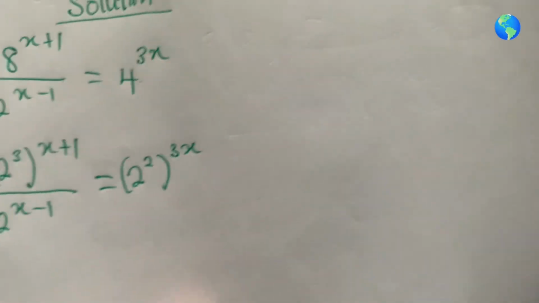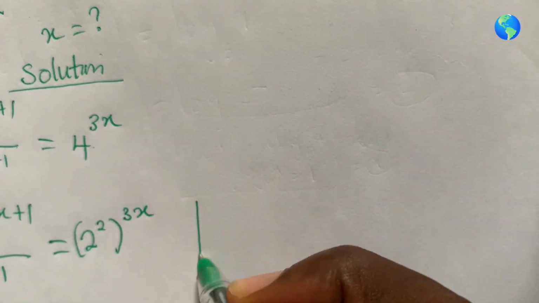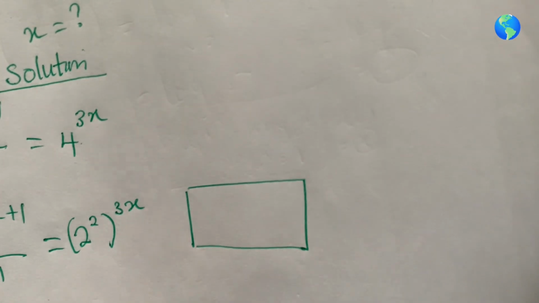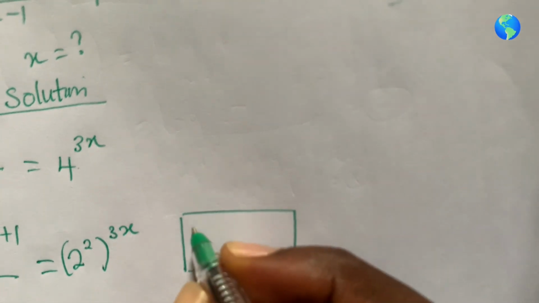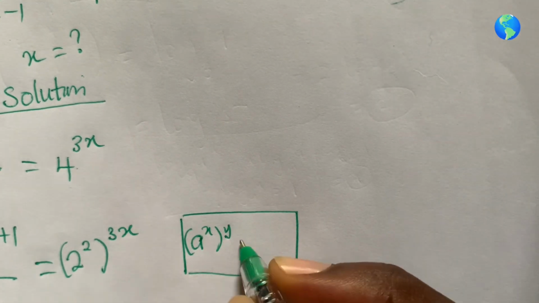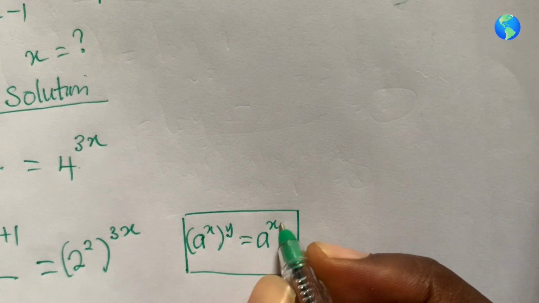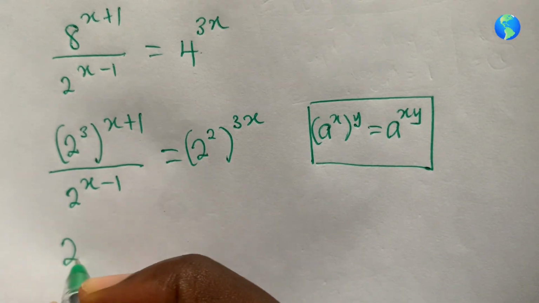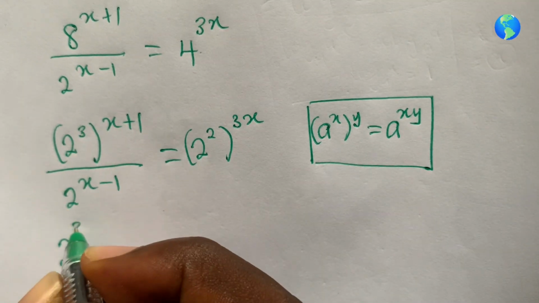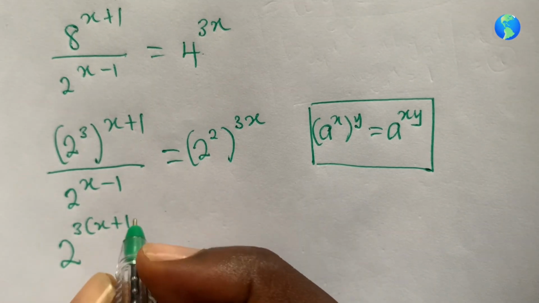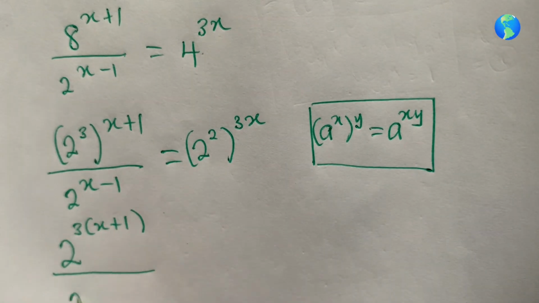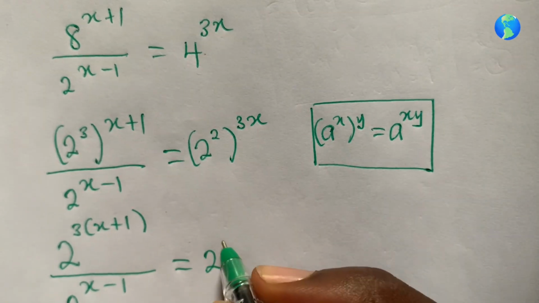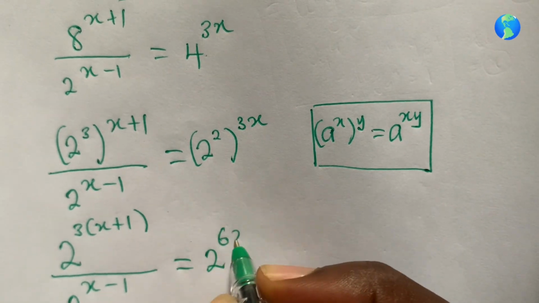Now there's something we can do here from the law of indices that we know. We said if we have something like (a^x)^y, it is equal to a^(xy), right? So for this part we can have 2 to the power 3 times whatever is there, which is (x+1), everything over 2^(x-1), to be equal to 2 to the power, the same law here, 2 times 3, that's 6x, right?